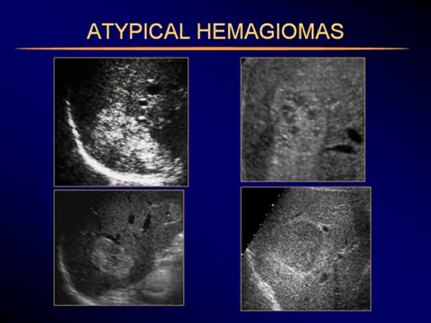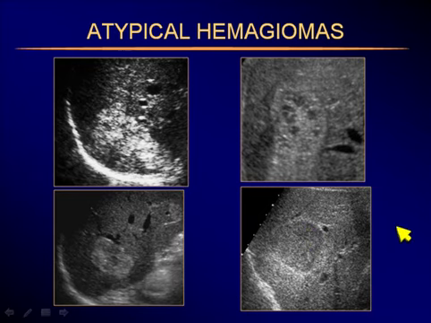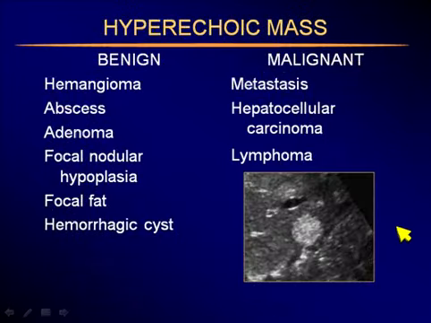Let me show you some atypical hemangiomas. This is hemangioma atypical, heterogeneous. This one has some cystic spaces. This one is not totally hyperechoic. This one is hypoechoic and has some sound transmission. All of these are hemangiomas, but they're not typical.